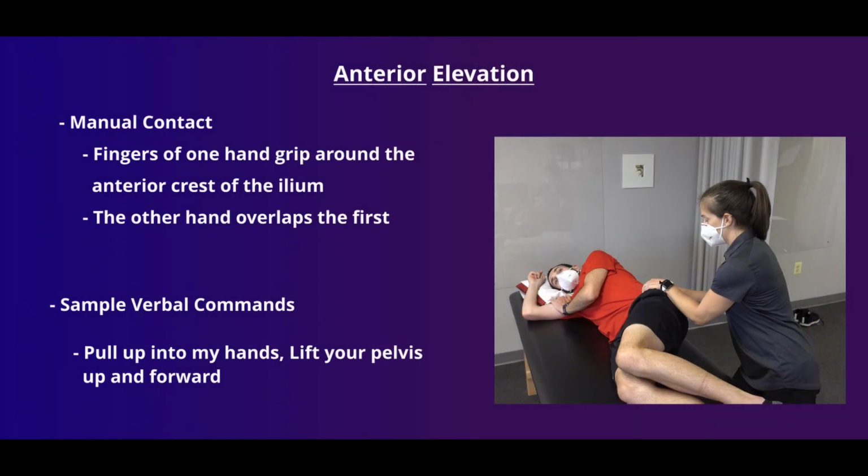Our patient is positioned in side lying, and the clinician is located behind the patient. For anterior elevation, our point of contact is on the crest of the ilium, just anterior to the midline. The second hand then overlaps the first. Verbal commands should be used to encourage the patient to elevate their pelvis up and forward. If the patient continues pelvic tilting, you can try the command pull your pelvis into your rib cage.